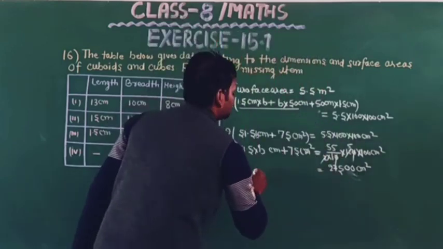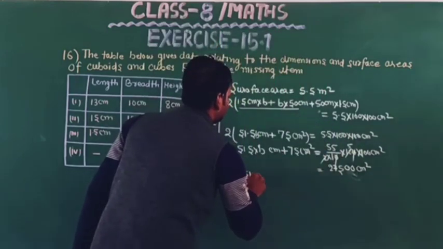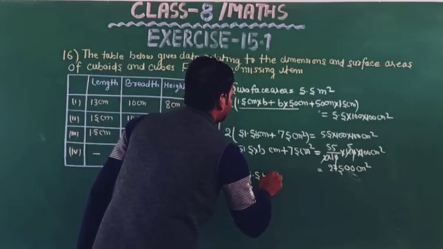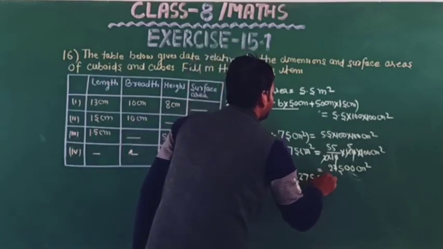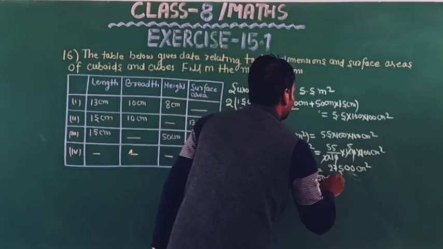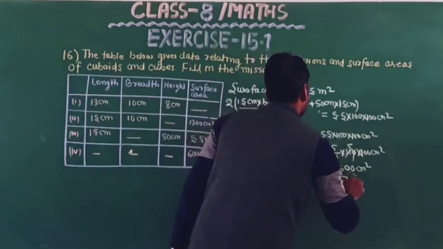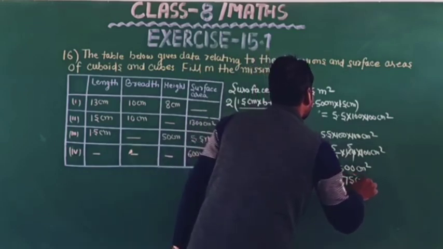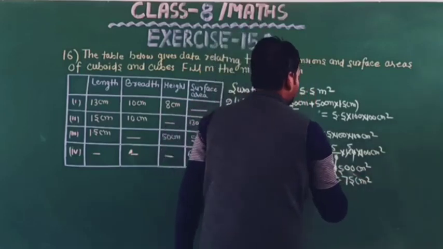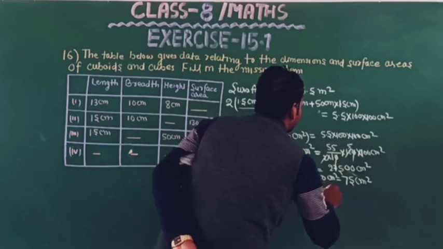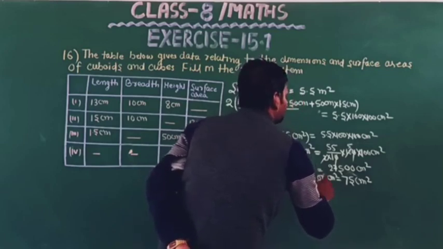And again simplify, so 51.5 B centimeter square equal to 27500 centimeter square minus 75 centimeter square. Now subtracting 75, we will get 27425.